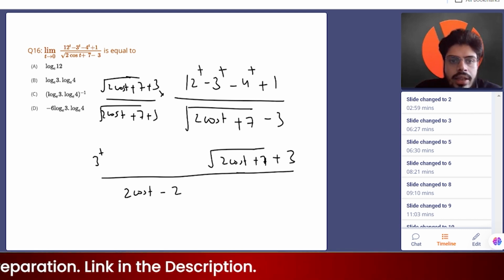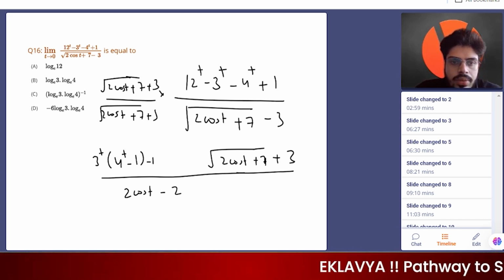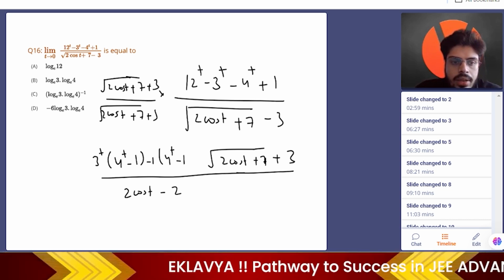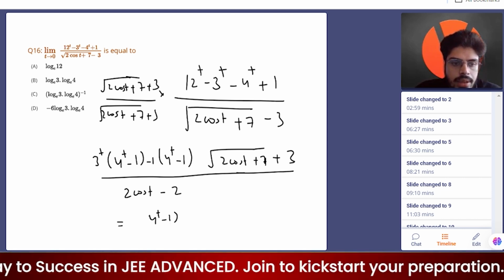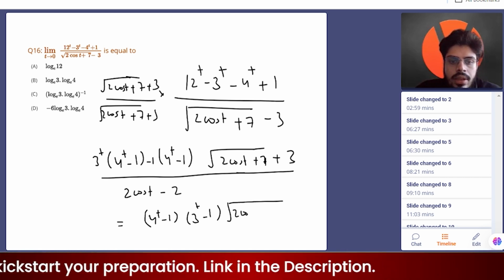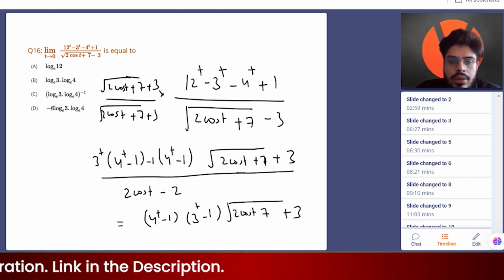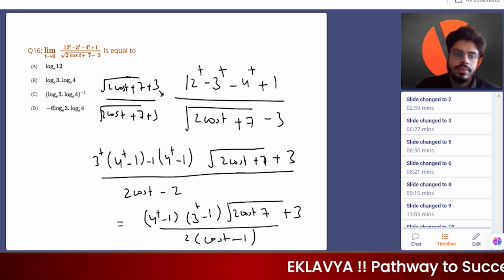And I can take 3 power t common, so I'll be left with 4 power t minus 1. I can take minus 1 common from here, I'm left with the same thing. So this will be 4 power t minus 1 into 3 power t minus 1 into root of 2 cos t plus 7 plus 3, upon 2 times cos t minus 1.